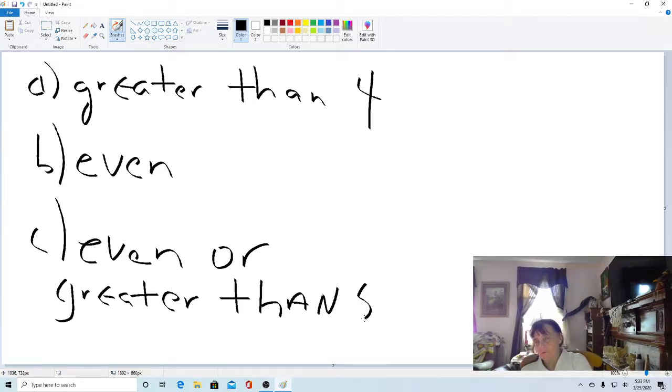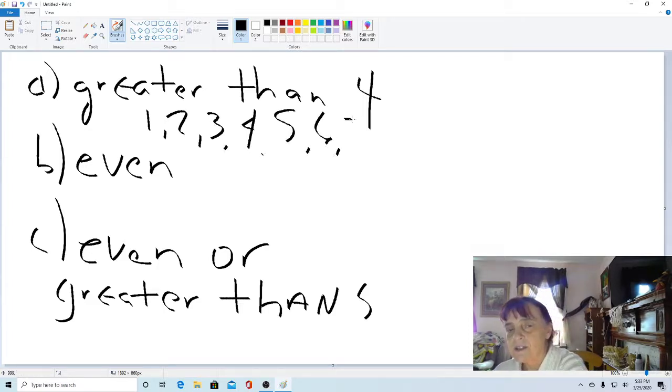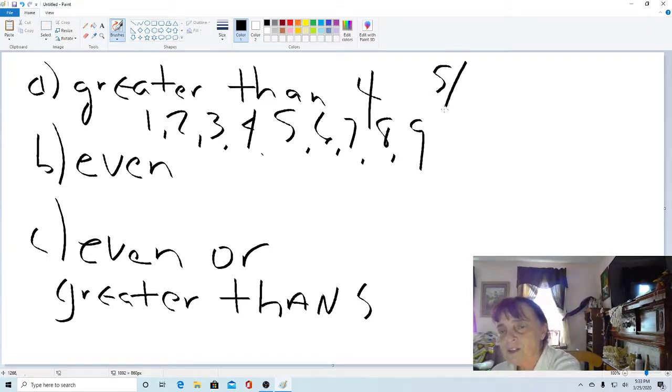Okay, how many are greater than 4? Okay, you have the numbers 1 through 9, right? 1, 2, 3, 4, 5, 6, 7, 8, 9. Okay, 5 numbers, so it's 5 ninths. What's the probability it's even? How many are even? 2, 4, 6, 8. It would be 4 ninths.